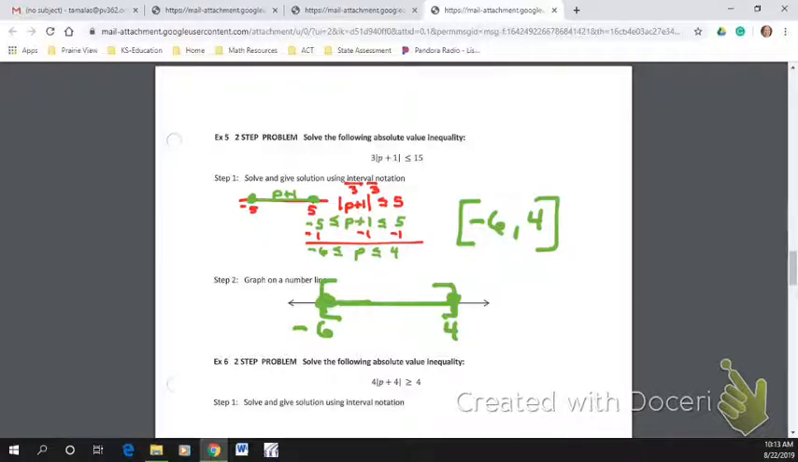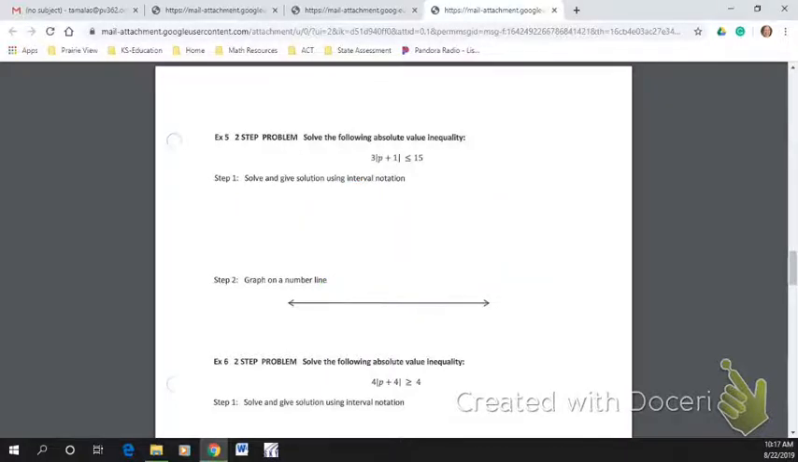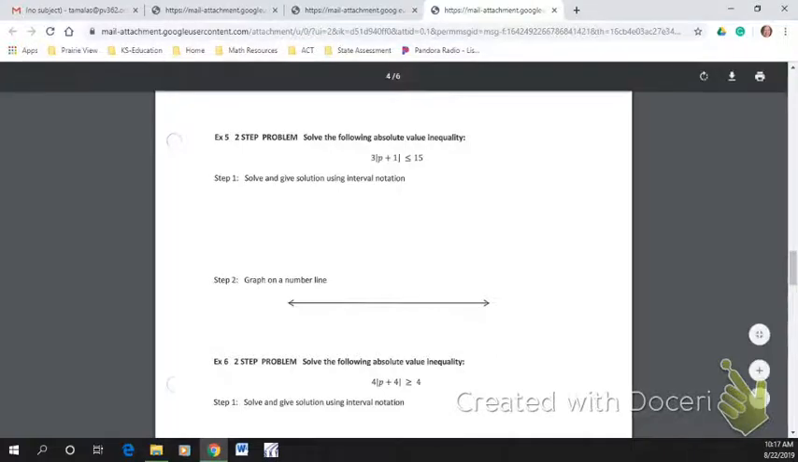Okay, is everybody okay with example 5? Okay, we're ready for example 6. If I can get it to scroll.